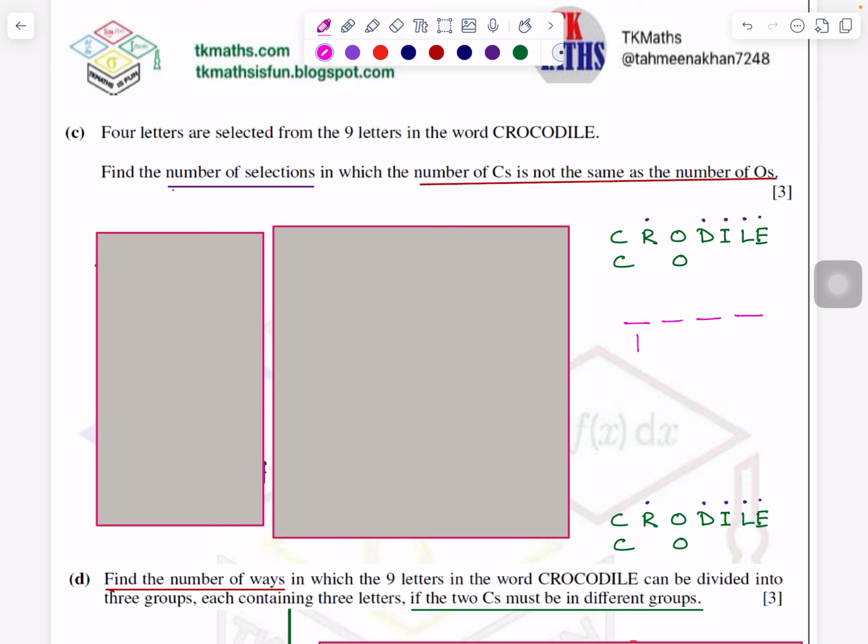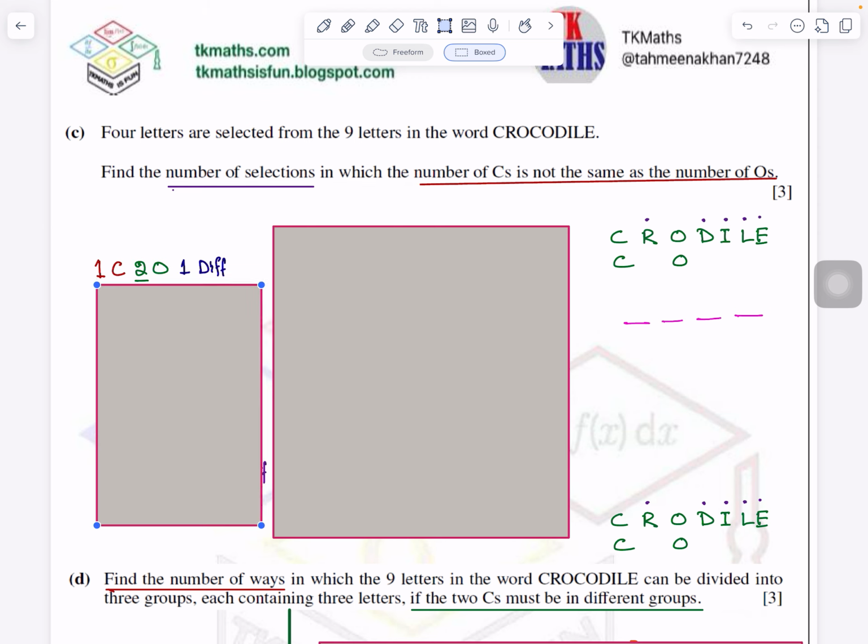So I have written down the cases here, and you will also write down the cases first and then we will solve. This is the case when it is 1 C, 2 O. And other than C and O, how many letters are here? E, L, I, D, R. So there are 5 letters other than C and O. If you have to select 4 letters and you have taken 1 C and 2 O, then what is left? 1 letter from these 5 letters.